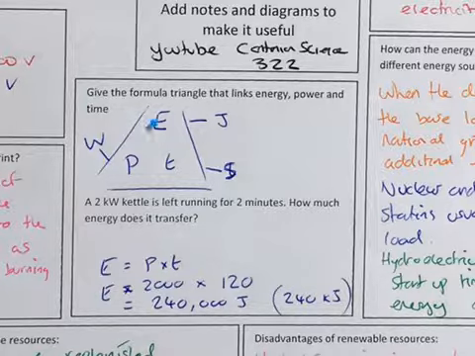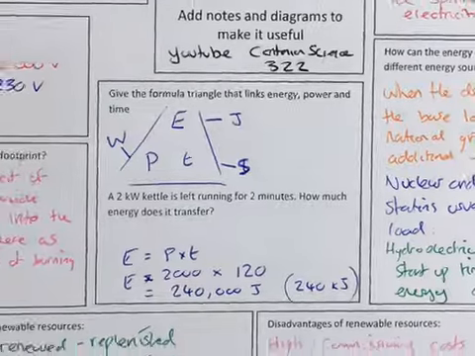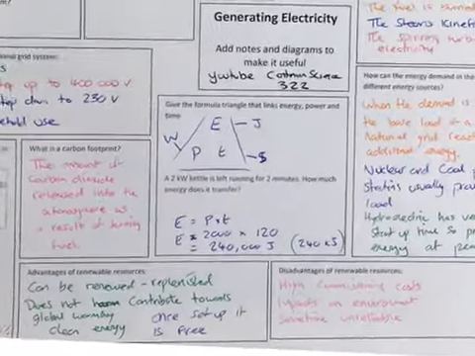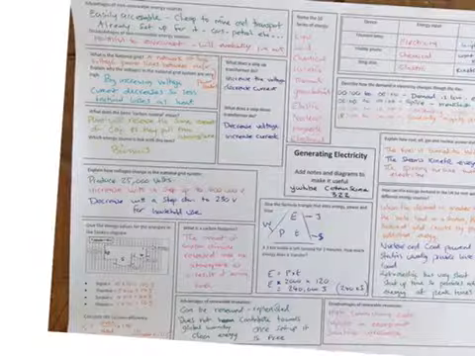Well, I've rearranged my equation. I've put my finger over E, which is PT, so P times T. So that's going to be 2,000 because it's 2,000 watts, 2 kilowatts, times 120, which is 2 minutes, 120 seconds. And that gives me 240,000 joules, which is 240 kilojoules. So we can either put the answer like that or just in joules, leave it.